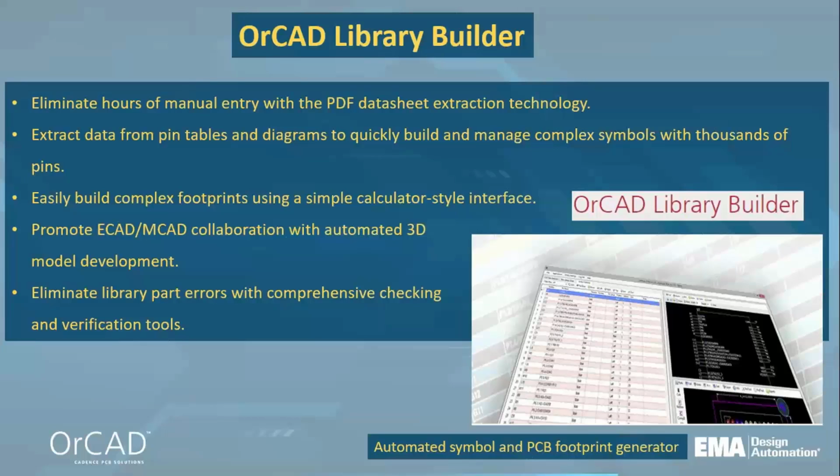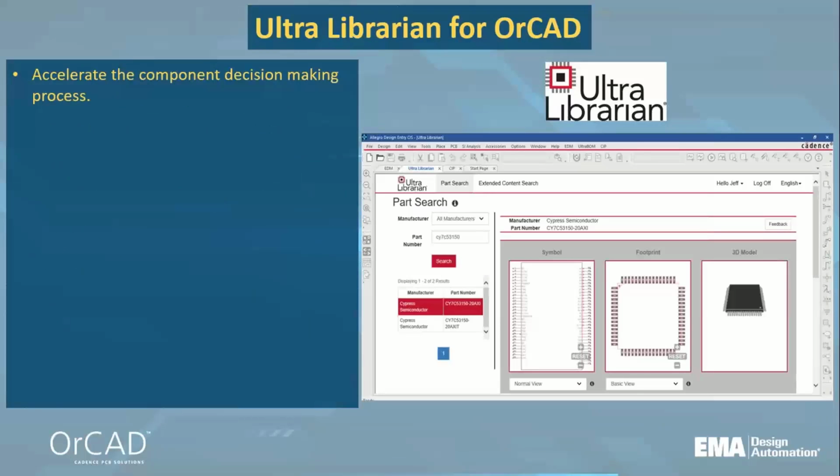We also have Ultra Librarian, which allows you to accelerate the decision making on components. You can go to Ultra Librarian. I think there's something like 14 million parts in here that you can search for. It will have your schematic symbols, it will have your footprints, and it will also have your STEP models as well. This is being used more and more. I'm starting to see it now from a lot of users.